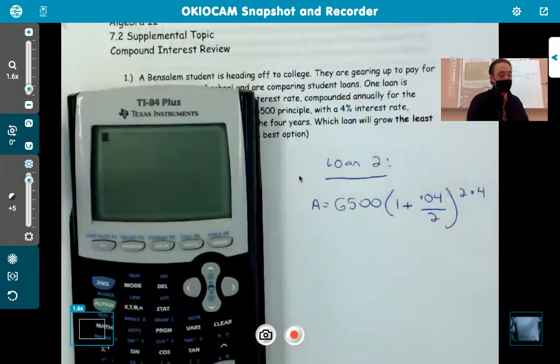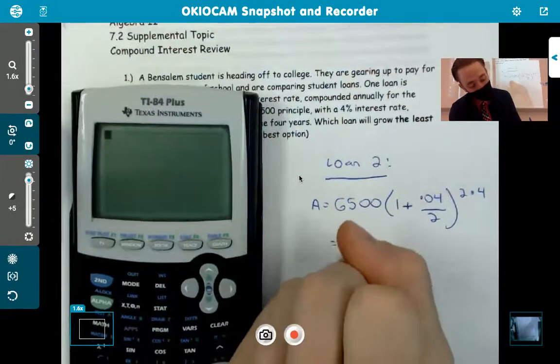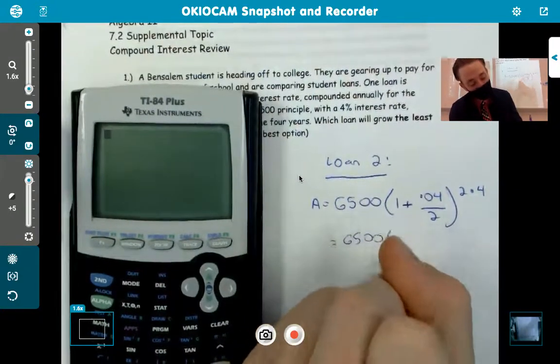All right. 0.04 divided by 2. What's that going to give me? Oh, you do not need a calculator for this. 0.02. What's 4 divided by 2? 2. Just put a 0.0 in front of it. And then what's 1 plus 0.02? 1.02. Good.